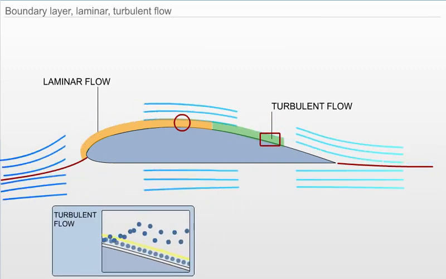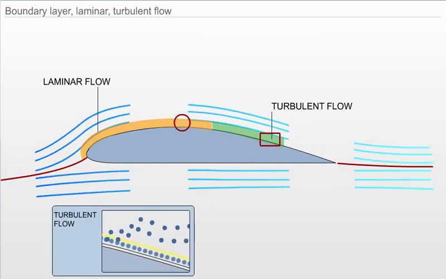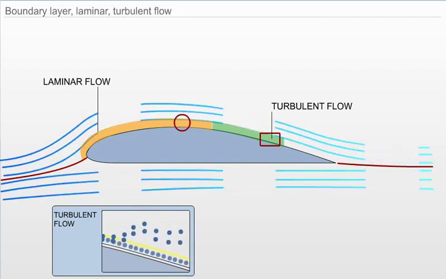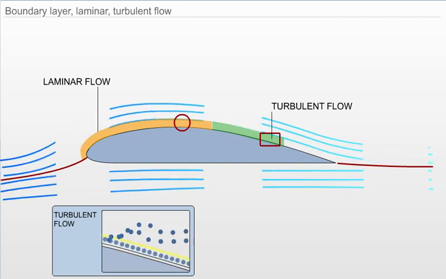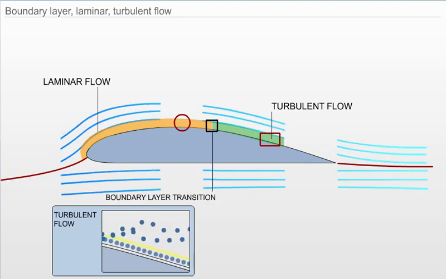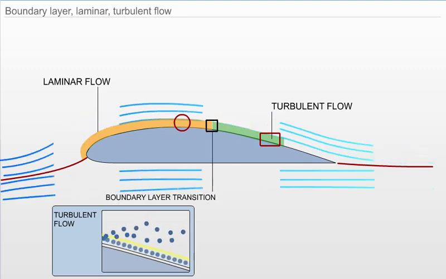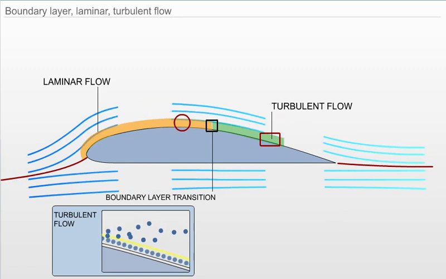Turbulent means the velocity of every parcel of air fluctuates rapidly at any given point, and at any given time, even between nearby points. The change from laminar to turbulent is called the boundary layer transition.